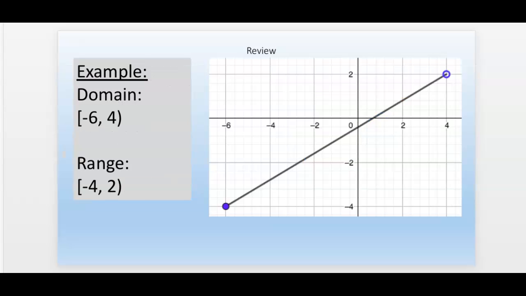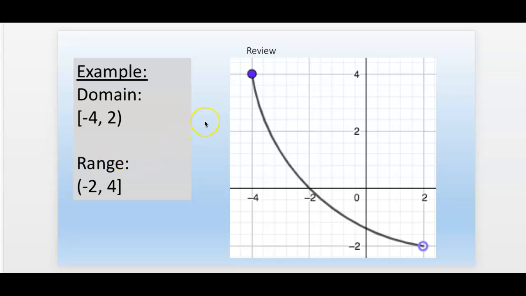And an example here, this domain, the width goes from -6 to 4, and you have to have an open parenthesis by the 4, because it's not included in the domain. The same with the range, up and down. Look at the y-axis. The low point is -4, the high point is 2. At -4, that's included, so use a square bracket at -4. The 2 is open, it's not included, so use a round parenthesis.